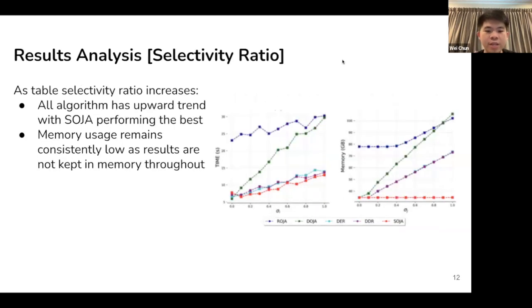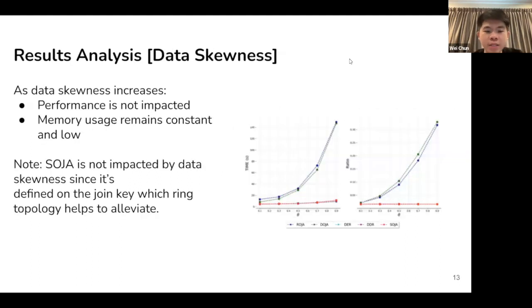In terms of selectivity ratio, we can see that as the table selectivity ratio increases, all algorithms have an upward trend, with SOJA performing the best. Memory usage also remains consistently low as the results are not kept in memory throughout. In terms of data skewness, we can see that as data skewness increases, the performance is not impacted and the memory usage remains constant and low for the SOJA algorithm.